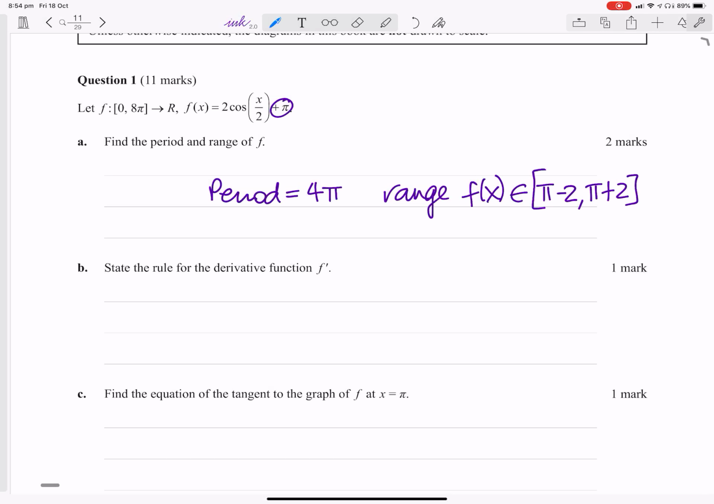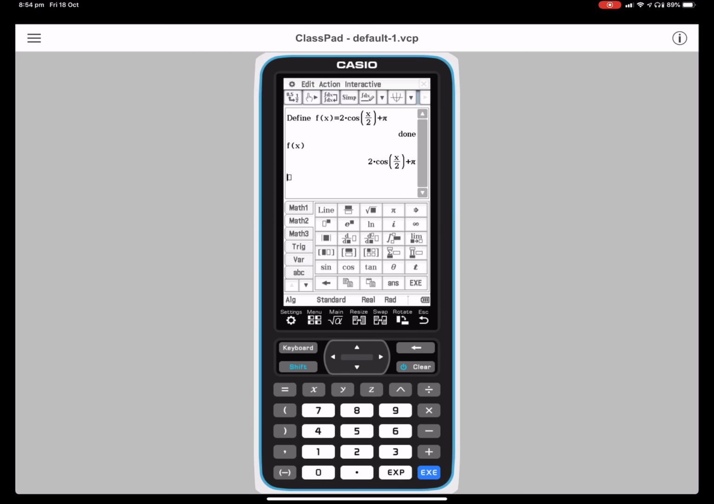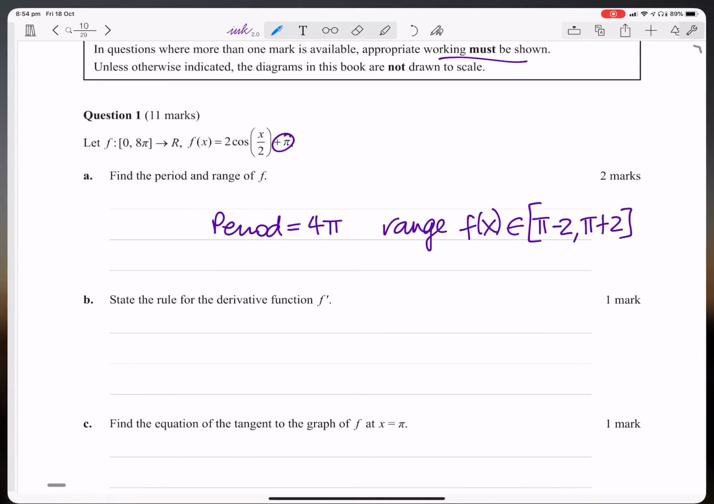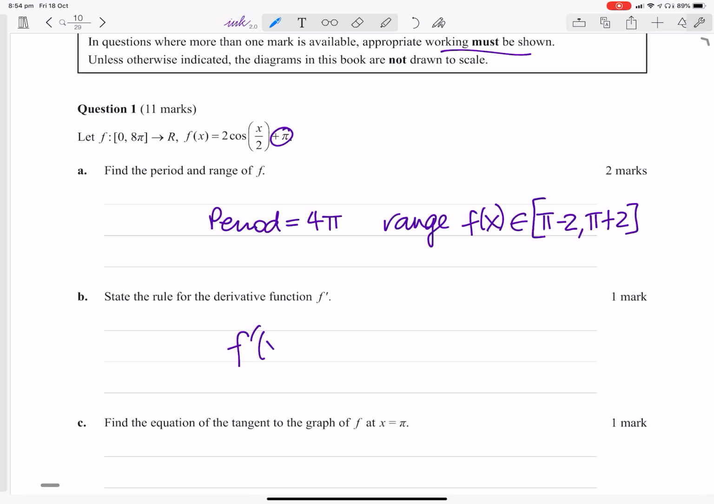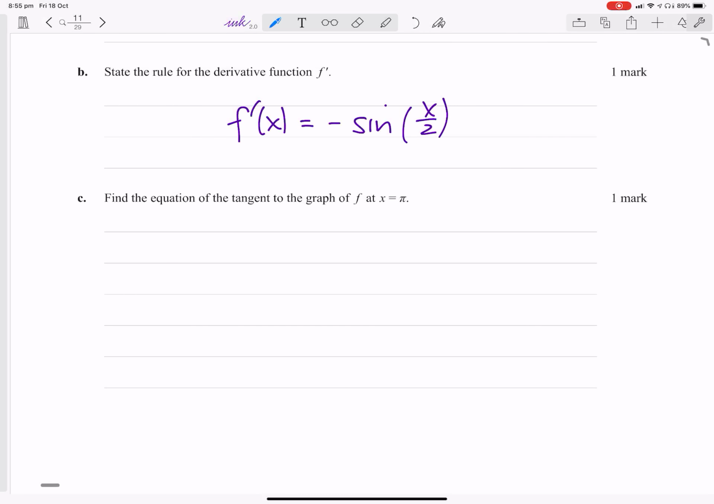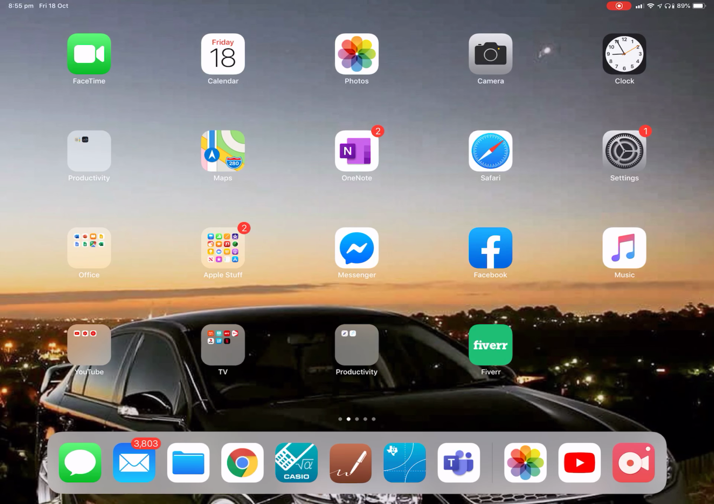State the rule of the derivative function. So d dx f of x, negative, so f dash of x is negative sine x on 2.